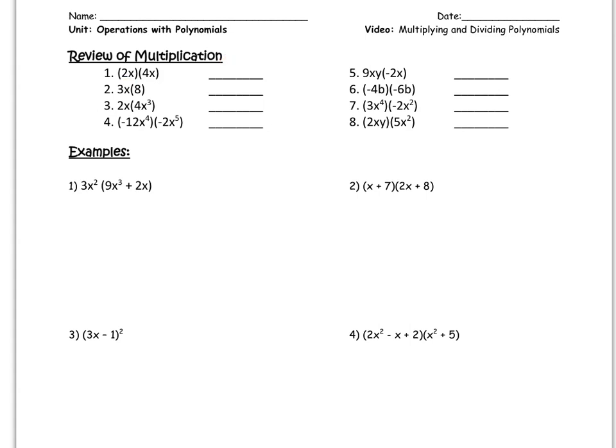So see here we have a 2x times a 4x. What we're going to do is multiply the numbers on the outside, so the 2's and the 4's. 2 times 4 gives me 8. Then we're going to multiply the x's together, x times x.